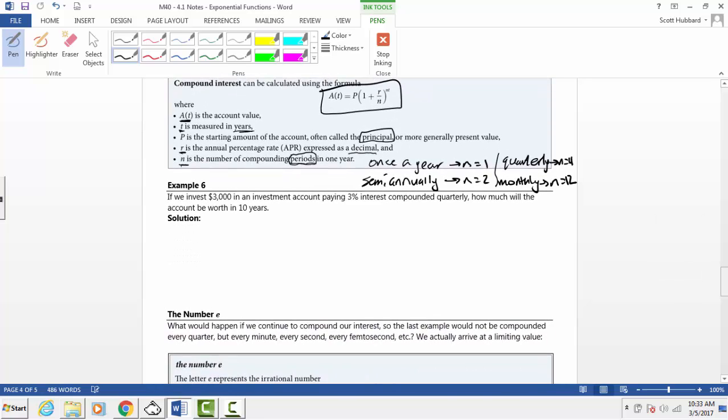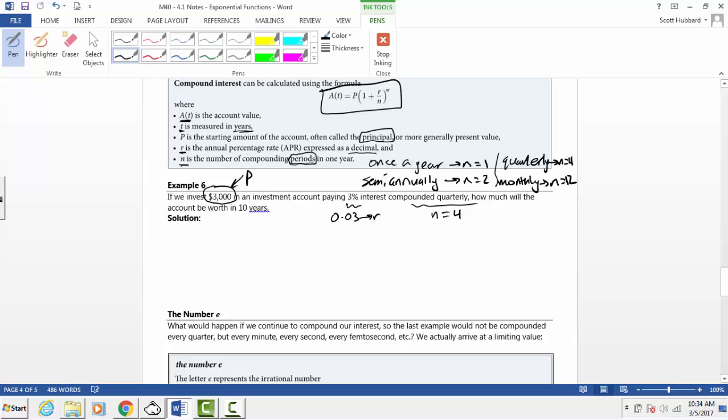So let's take a look at this problem. So we want to invest $3,000 in an investment account paying 3% interest compounded quarterly. So I see 3 things right now in the problem. 3,000, that's going to be my principal. I see 3%, so that means 0.03 is going to be my R. And compounded quarterly, that means my n is 4.